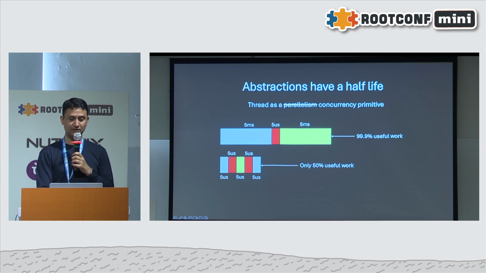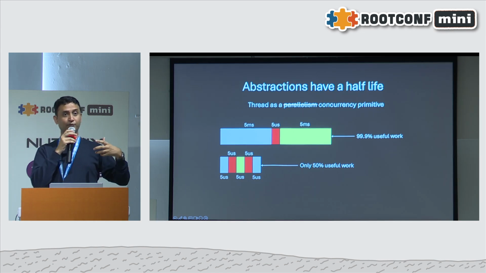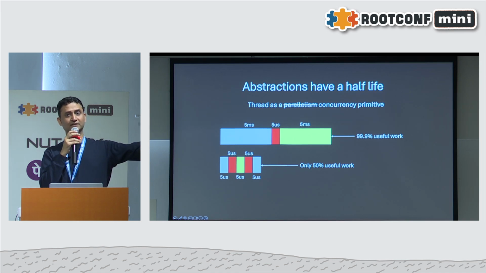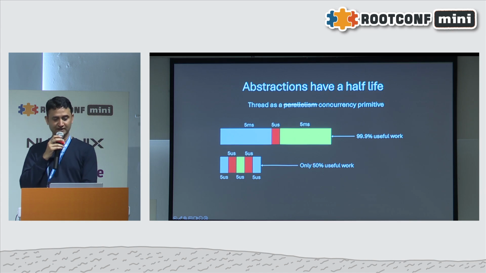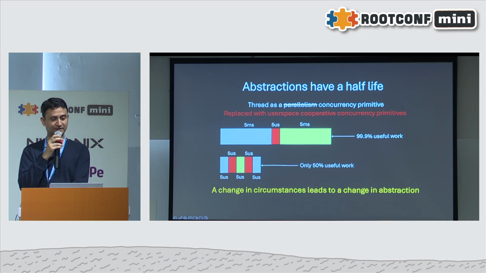So to solve for it, what we did was we came up with user space cooperative multitasking, where in the time slice that is made available, the library or the runtime makes it easy to do a whole bunch of different things and actually go through the time slice to completion. Because that's the only way we can extract a lot more efficiency from the hardware. So threads as a concurrency primitive got replaced with user space cooperative concurrency primitives.